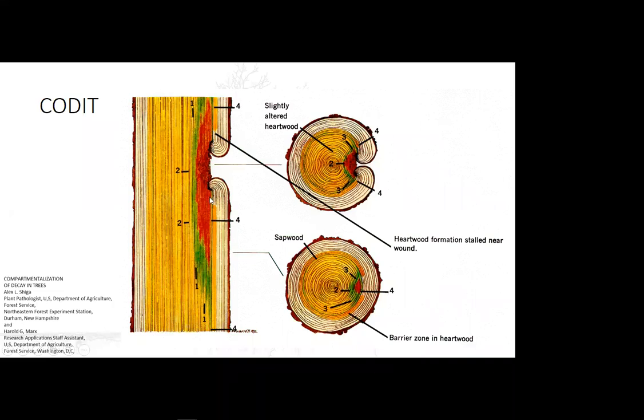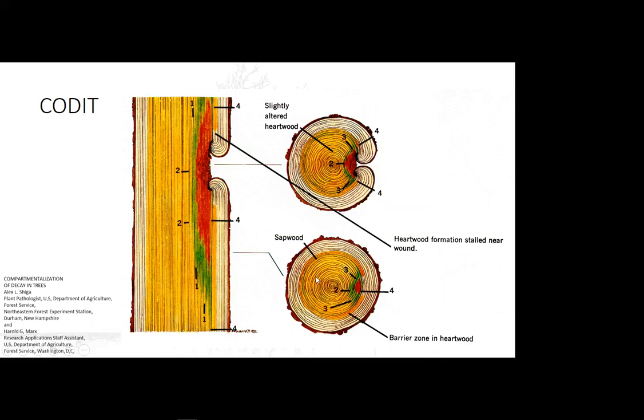So it's protecting the new wood from the decay here. If you look at it in a cross section, you can't really see wall 1, but wall 3 is here and here. These parenchymal rays, wall 2 is here. And then wall 4 is the one that is trying to seal that off.